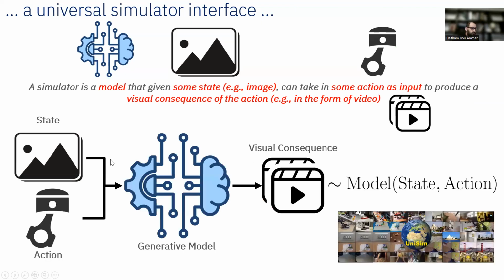In other words, we have a generative model, and that generative model will take as an input a state, an observation, an image, and an action, and then it will create a visual consequence for us. And that visual consequence is in the form of video, something that looks like this. Okay, so if we want to build a simulator, we want to build that form of generative model that will take state and action input, image and action, and create a visual consequence for me.